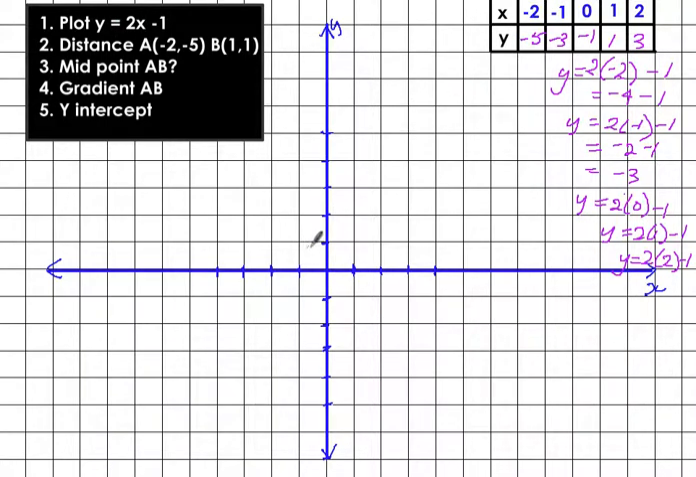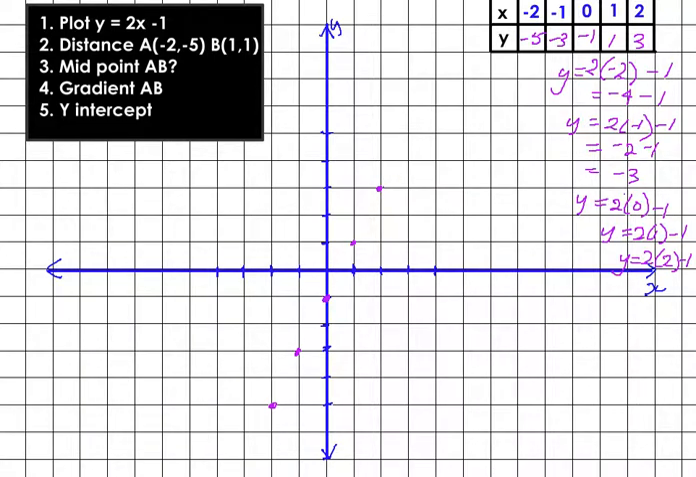So at x equal to negative 2, y is equal to negative 5. I go down 1, 2, 3, 4, 5. At x equal to negative 1, y equals negative 3. At x equals 0, which is here, y is equal to negative 1. At x equals 1, y is 1. And at x equals 2, y is 3.